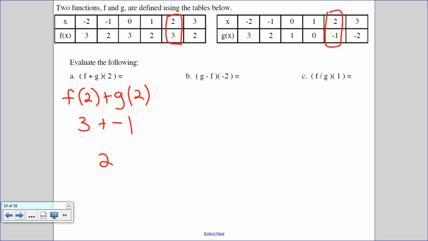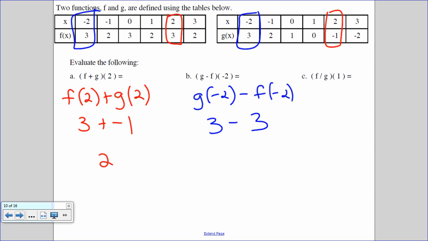Let's do that again. Let's see, g of negative 2 minus f of negative 2. So I have to evaluate negative 2 for each function. So g of negative 2 is right here. That's going to be 3. And then f of negative 2 is right here. When negative 2 goes into x for f, the y value is 3, and so I get 0.